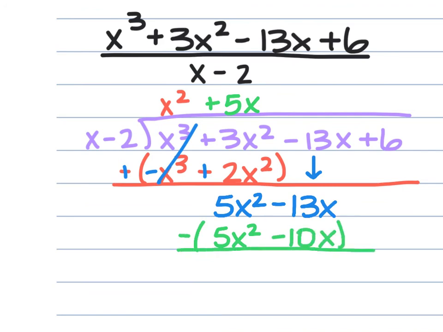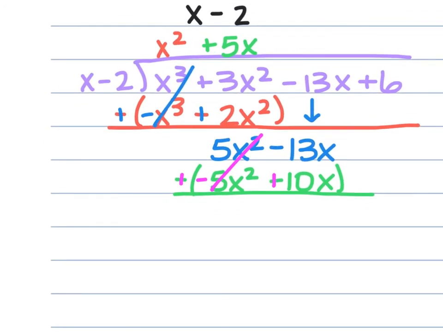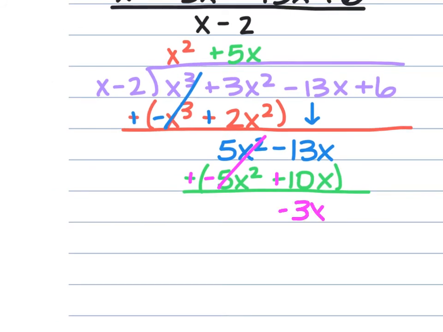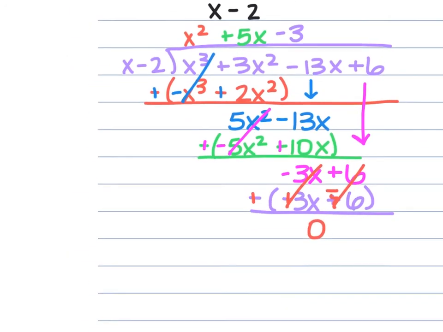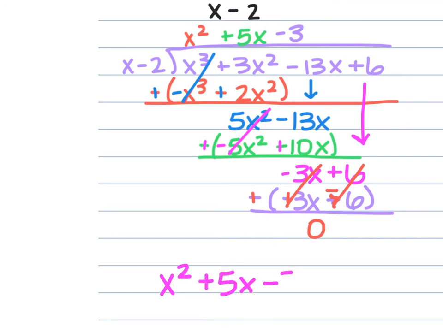Subtract these two, or again, add the opposites. The 5x squared cancels out. The negative 13 plus 10 gives us a negative 3x. Bring down that 6. The x times what is negative 3x? That's just a negative 3. So negative 3 times x is negative 3x. Negative 3 times negative 2 is a positive 6. When we go to subtract these, everything changes its sign, and each term cancels out. So we have a remainder of 0. So our answer is just x squared plus 5x minus 3.